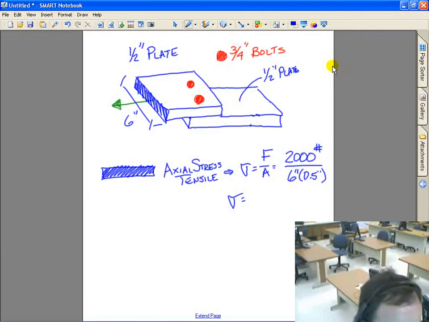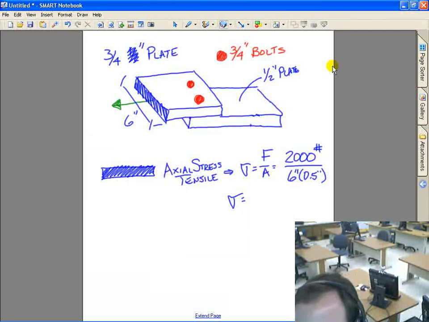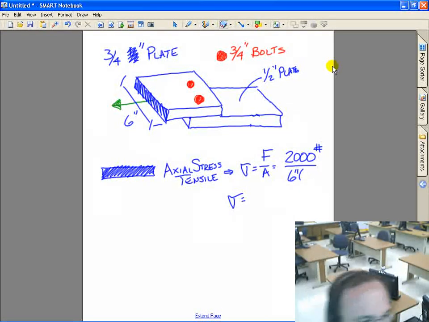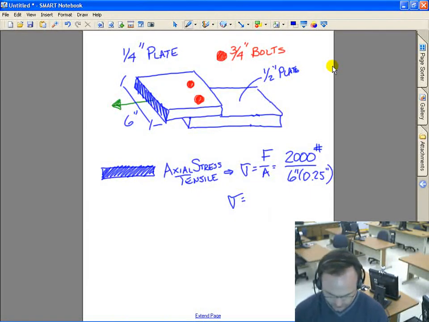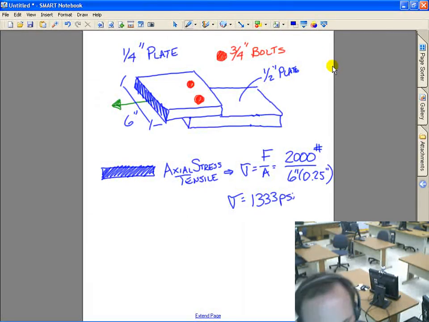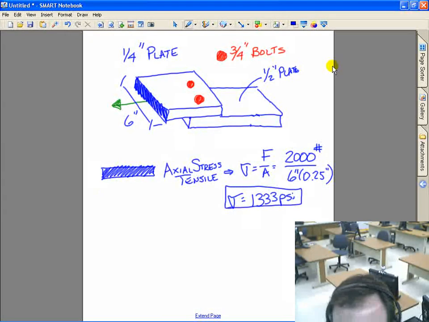Oops, let's change this. Let's say a 1/4 inch plate. So this would be 0.25 inches. So 2,000 divided by 6 divided by 0.25 gives me 1333 psi. So the stress along this zone right here is 1333 psi.